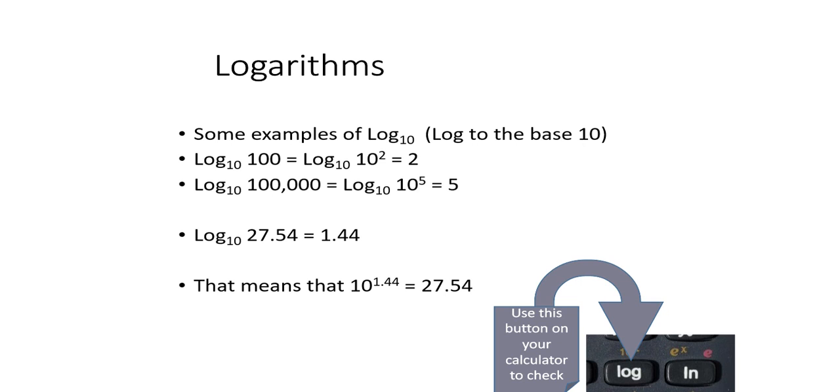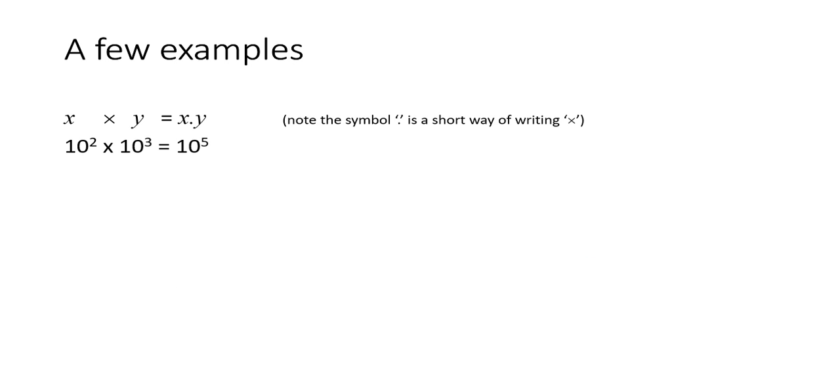So if you chose a random number, something like 27.54, you'd find that log to the base 10 of 27.54 is 1.44. What that means is 10 to the power 1.44 is 27.54. Now that's what the calculator is doing, but hopefully it will make some sense when we look at one or two more examples. So first of all, let's have a look at this one here.